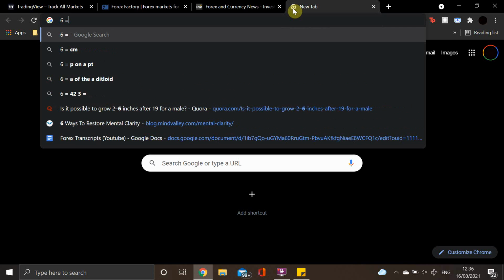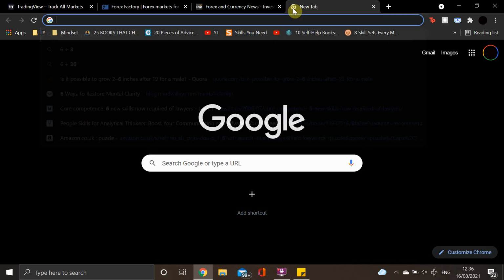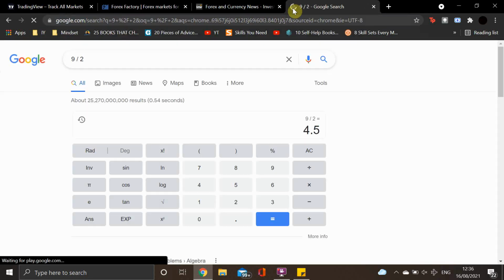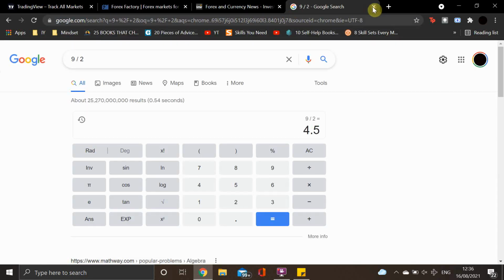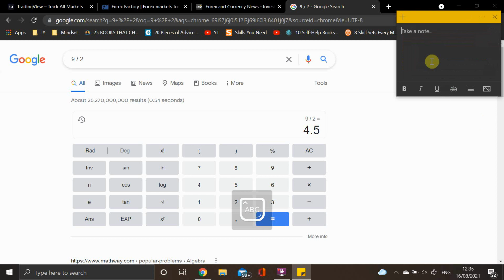6 plus 3, 9. 9 divided by 2 would be 4.5 months. No, we'll just do 4 months. I think 4 months is good. So 4 months for each pair.